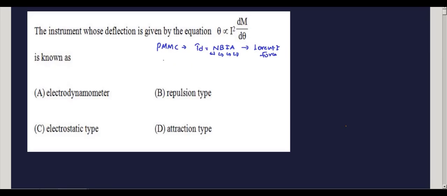Next, you see here moving iron. Deflecting torque is equal to half I square dL by d theta. So, operation is based on the change in self inductance of the coil. Next, you consider electrodynamometer.